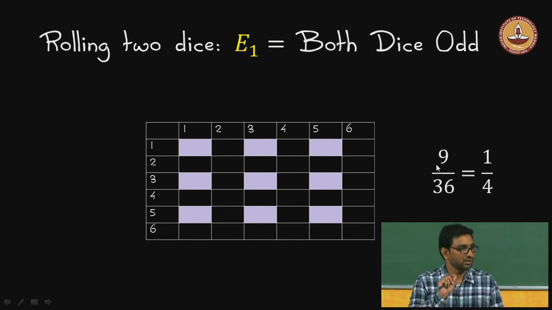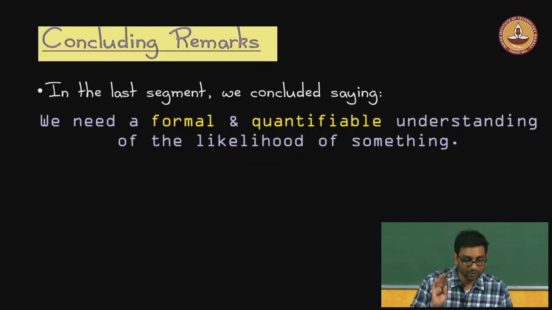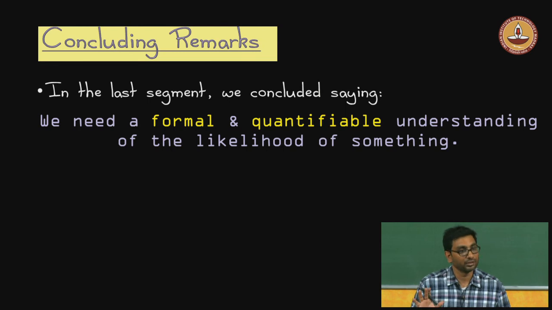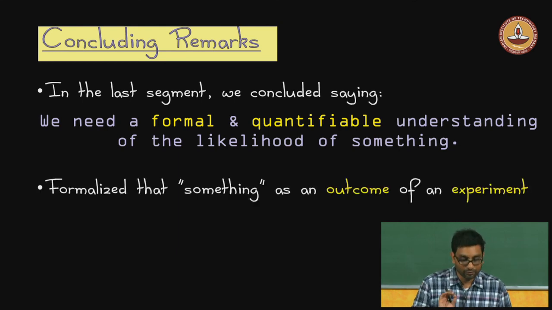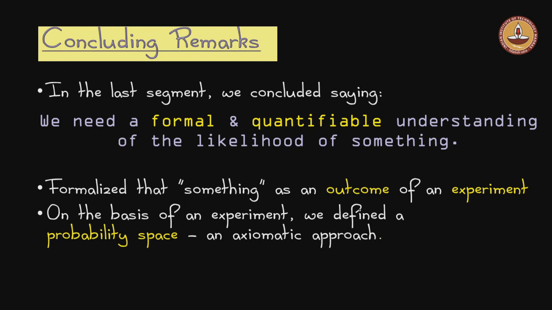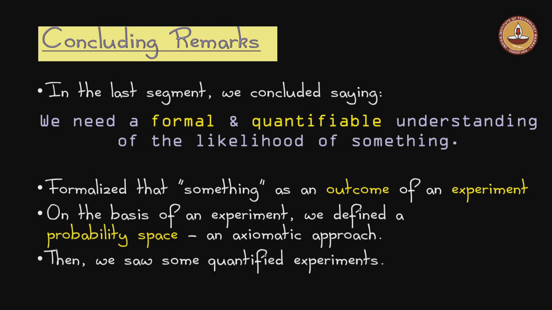Should make perfect intuitive sense, but it is good to see this in the context of the well defined notion of probability space. So, with that we are ready to conclude this segment. Remember, in the last segment we left off saying we need a clear, formal and quantifiable understanding of the likelihood of some natural phenomenon, and that is exactly what we have done in this segment. We formalized that natural phenomenon as an outcome of an experiment. Okay. And on that basis we have defined what is called a probability space, an axiomatic approach in which we have defined the notion of a probability function, giving 3 clear axioms that it has to follow. And then we saw some examples and quantified them, and we have some understanding of how these things work now.